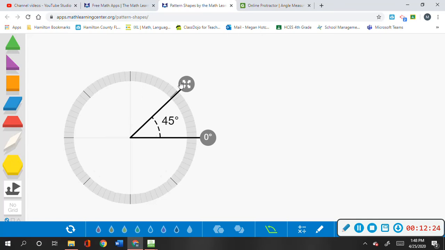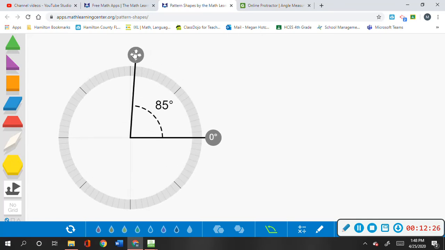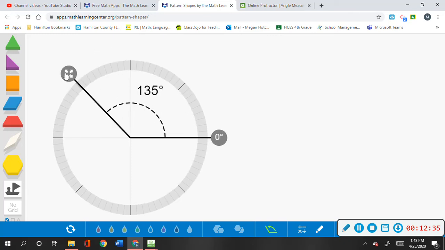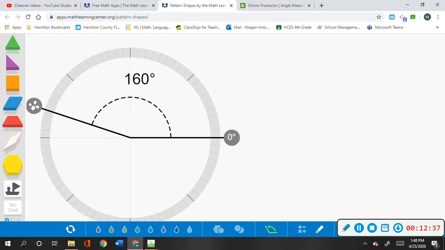And we're moving, we're moving. There's our 90-degree angle mark. This is going to be more than 90 degrees, so it's going to be an obtuse angle. We want 160. We're just going to keep going. Oh, there it is. That is your 160-degree angle.